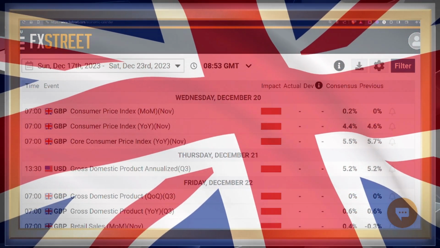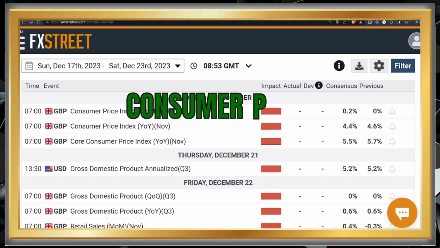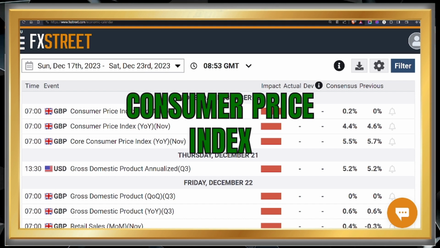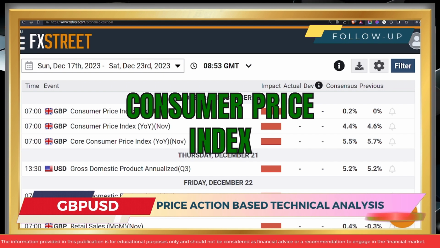Now, for this week, the first high impact event is coming in from the United Kingdom, and that is on Wednesday, December 20th. On this day, we look out for the CPI data, that is the Consumer Price Index, which is a publication that examines the average change in prices paid by consumers for goods and services over time. A higher than expected CPI can lead to concerns about inflation, impacting the market sentiment as well.